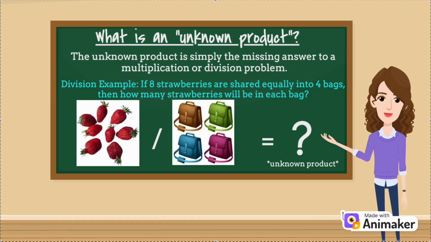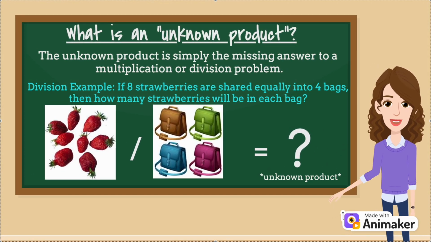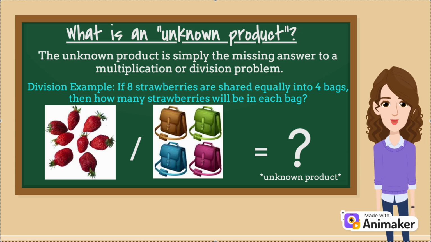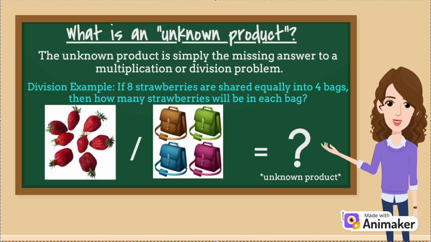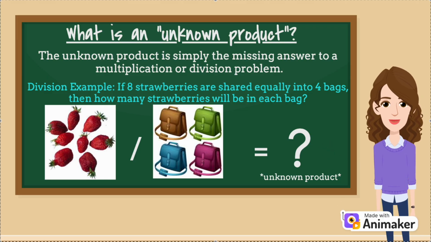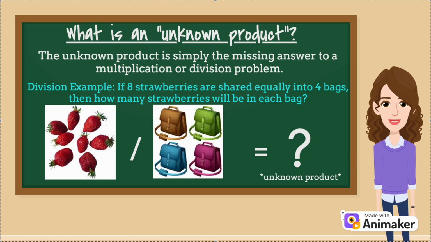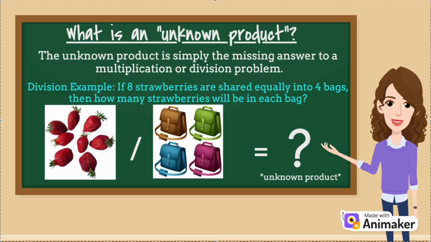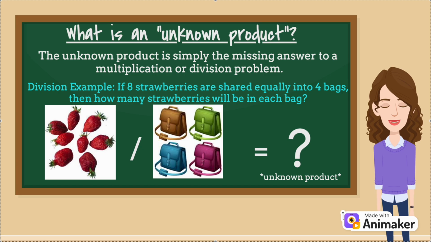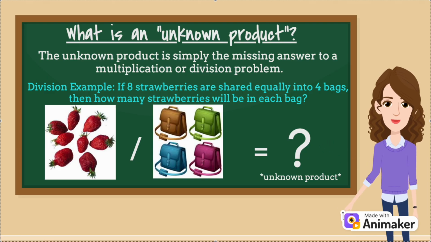Just like we just did for our multiplication example of finding an unknown product, the same goes for a division problem. So as you see on the board, you can use this example. If 8 strawberries are shared equally into 4 bags, then how many strawberries will be in each bag? Below you will see the pictures, just like the slide before, of 8 strawberries and 4 bags. That's simply 8 divided by 4, and you don't know the answer until you solve for it, so that's the unknown product. But once you solve, you get 2 strawberries in each bag.